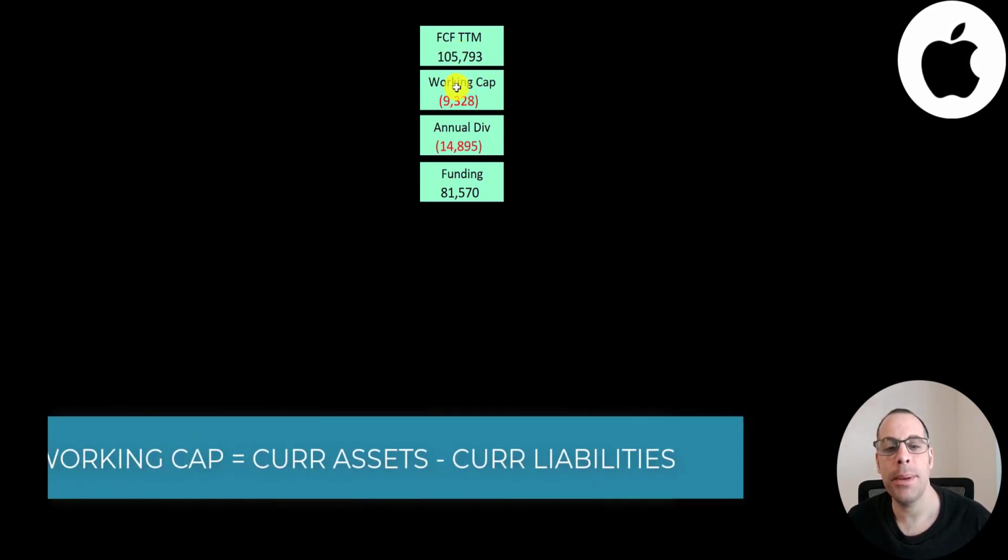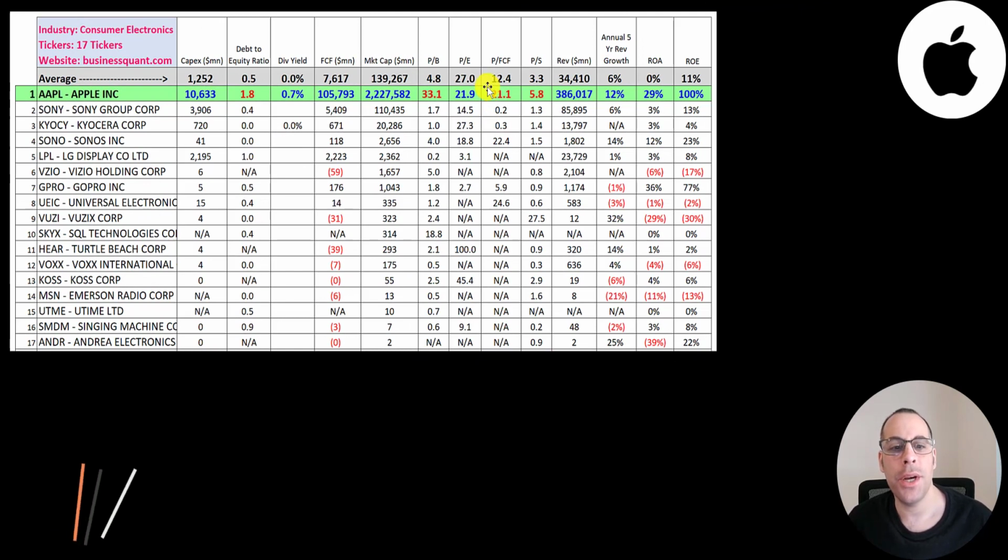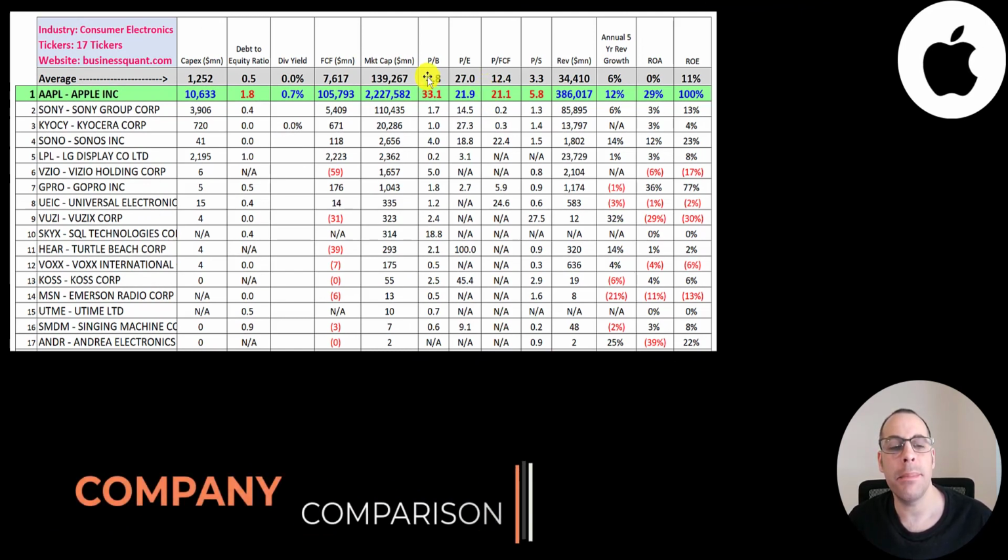They generated over 100 billion of free cash flow in the trailing 12 months. They have negative 9 billion of working capital, and they pay out 15 billion in dividend payments. So the company's really well funded. The best way to look at ratios is to compare them to companies in the same industry.